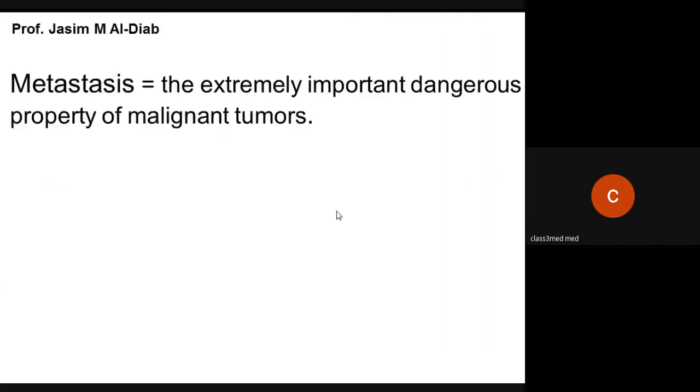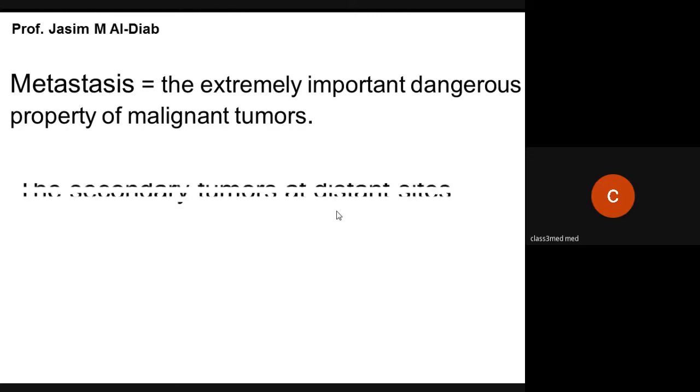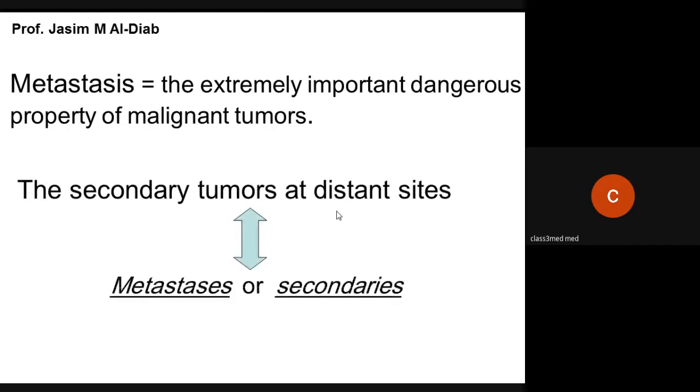Another big criterion is metastasis, the extremely dangerous property of malignant tumor. Without metastasis, there will be no dangerous behavior, no aggressive behavior of any malignant tumor. Okay, so the dangerous criterion of malignant tumor is the ability to give rise to distant metastases, secondary tumors at distant sites. These secondary tumors are called metastases or secondaries.